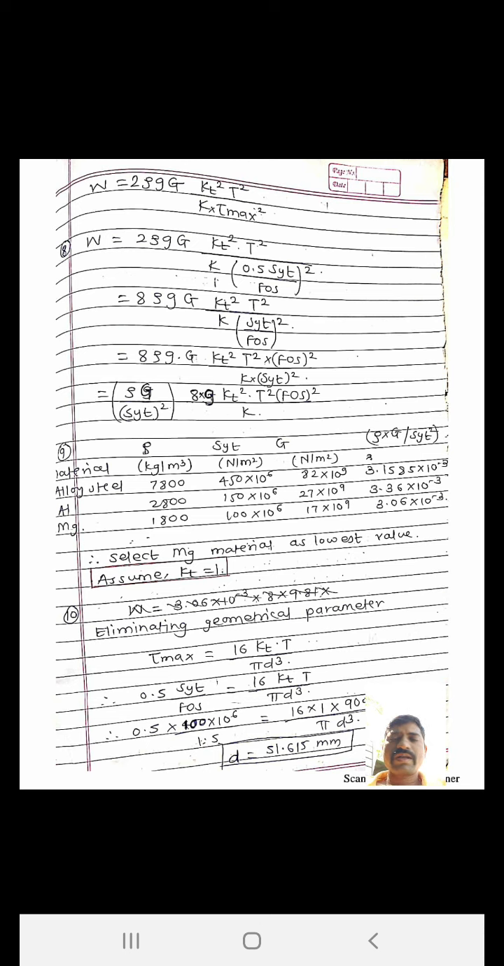We assume that. Last step, eliminating the geometrical parameter: tau max is equal to 16 kt t divided by pi d cube. Already we have calculated. Put all the values and calculate the d and L values. D is equal to 51.615. Then K is equal to pi G d raised to 4 divided by 32 L, step number 4. K is in Newton meter per degree. We want to convert it into Newton meter per radian, then multiply by 180 by pi. Then you get L is equal to 2.2971 meter.